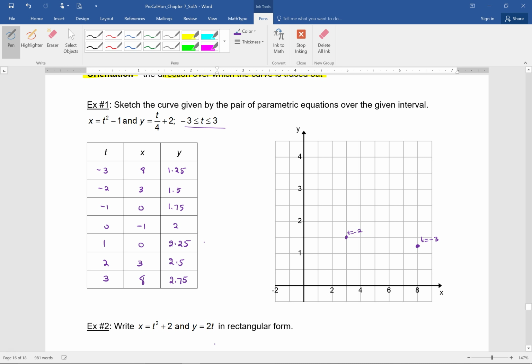When x is 0, y is 1.75. And that's t equals minus 1. When x is negative 1, we're at 2. And that's when t equals 0. When x is 0, we're at 2.25. And that's when t equals 1. When x is 3, we're at 2.5. Right?